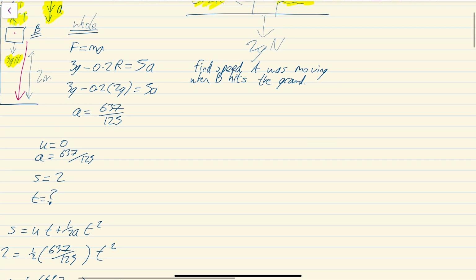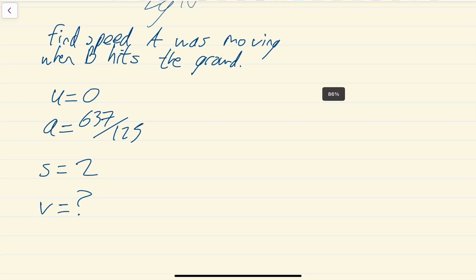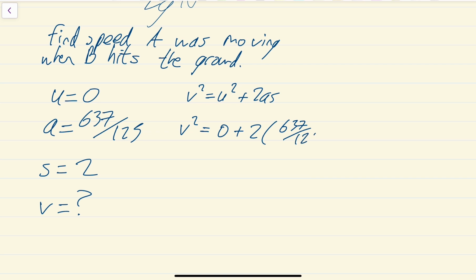Okay, so we know the initial velocity of it was 0, and I'm just copying this down from what we had done earlier on. 637 over 125 was my acceleration, and my distance was 2, and we're looking for the speed. So we're clearly going to use v squared equals u squared plus 2as. So v squared equals 0 plus 2 times 637 over 125 times 2. And then square root of that and see what we get.